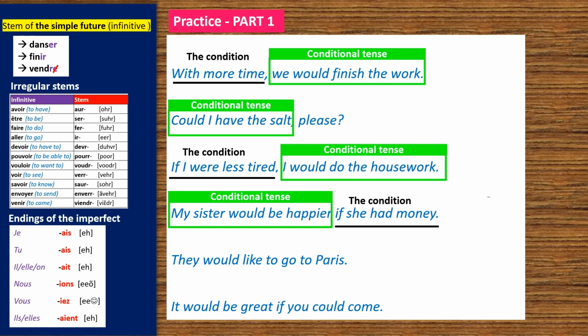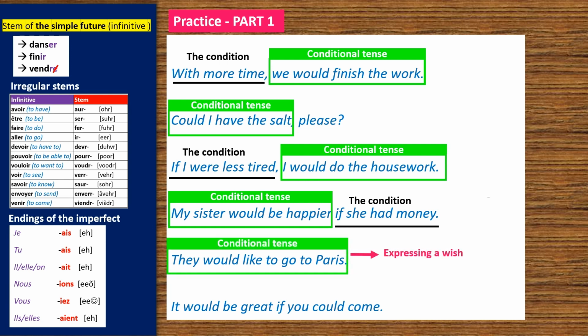They would like to go to Paris. We've got this structure in English, would like. We know straight away that it is the conditional tense. And the final one, if you could come, is the condition. The rest is the conditional.